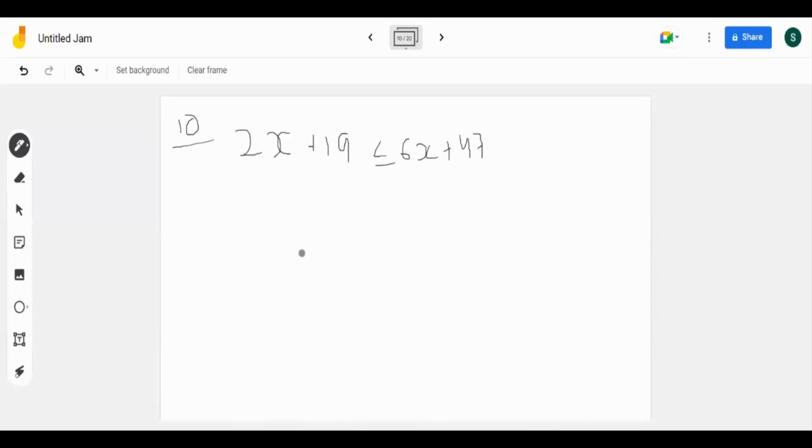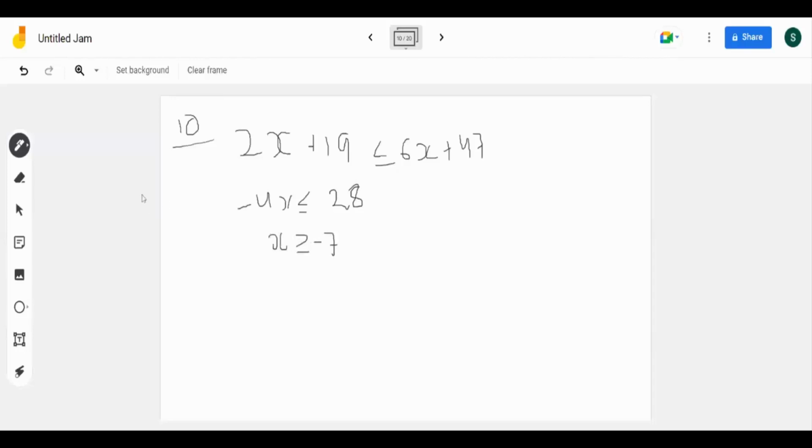On solving this, we subtract 6x and subtract 19. We will get minus 4x is less than 28, which gives x greater than or equal to minus 7.